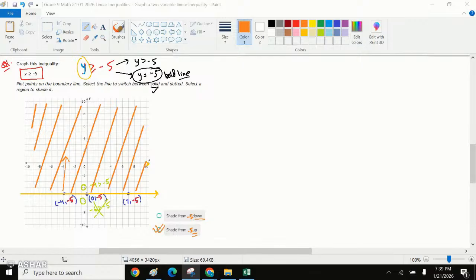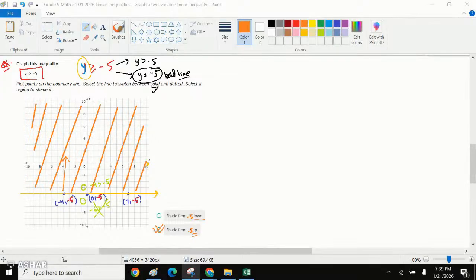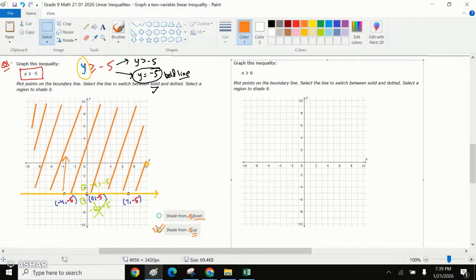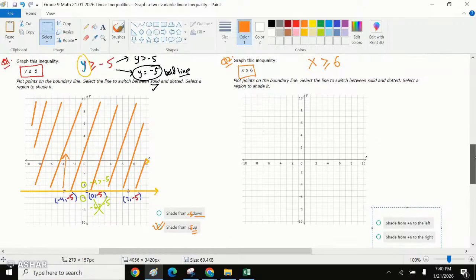The next question says graph this inequality and select a point. This is question number 2 from the test, and the inequality given is x is greater than or equal to 6. These are the two given options. Can you please tell me which option is the correct answer, option A or option B? Once you have told me, I will do this question.